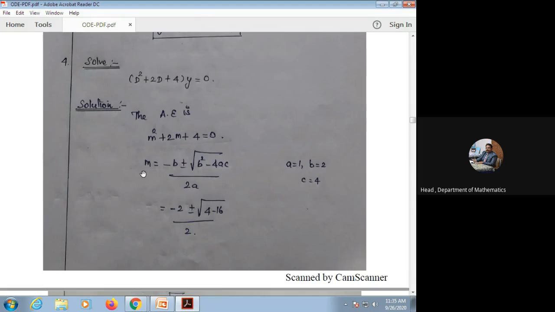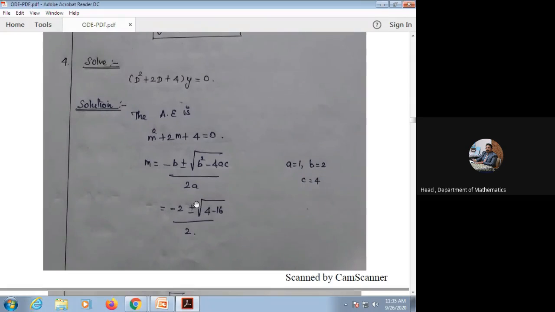So we have to use the quadratic formula, m equal to minus b plus or minus square root of b squared minus 4ac, divided by 2a. This is the quadratic formula to find the roots. Here, comparing, we want the a, b, c values. A is the coefficient of m squared, that is 1. B is the coefficient of m, that is 2. C is the constant term, that is 4.